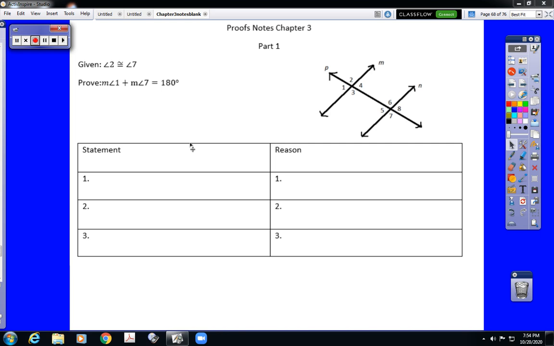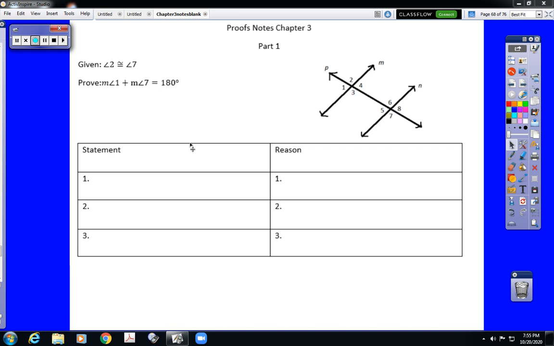This lesson covers 2 days in class. It's going to cover 5 videos here in this video series. Essentially, these 5 videos are going to show you examples of transversal proofs, that is, proofs using the corresponding angle postulate and all of the various theorems that spawn from it.